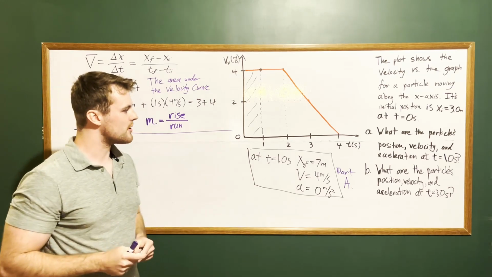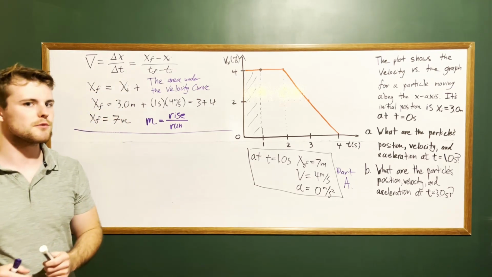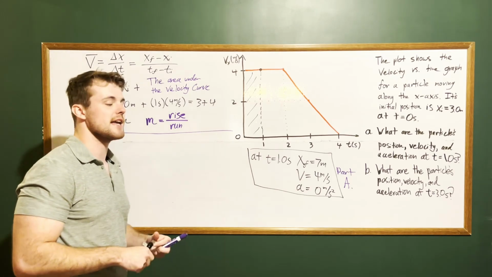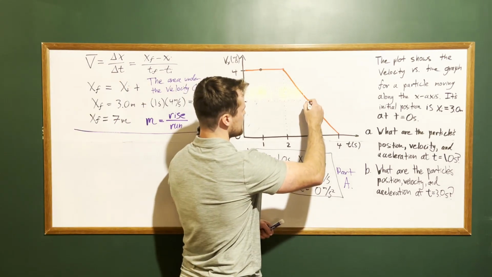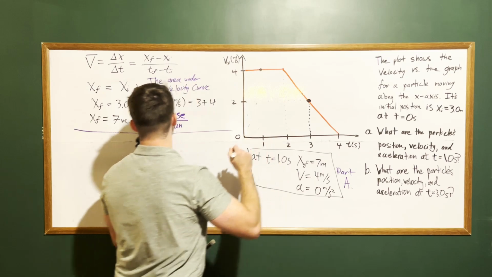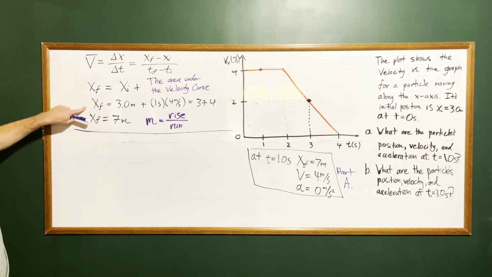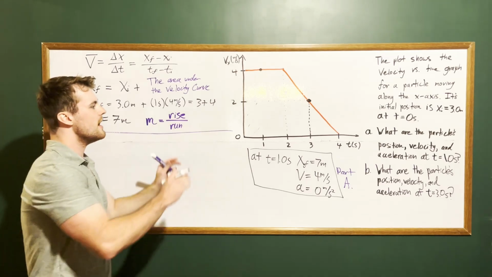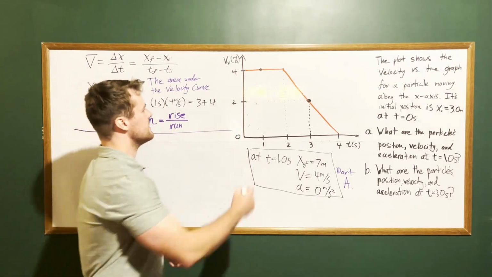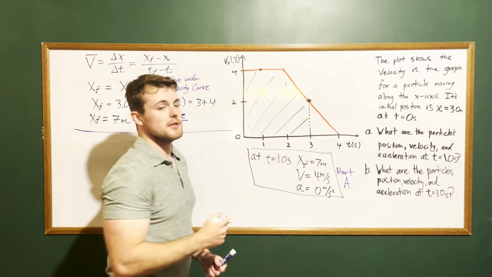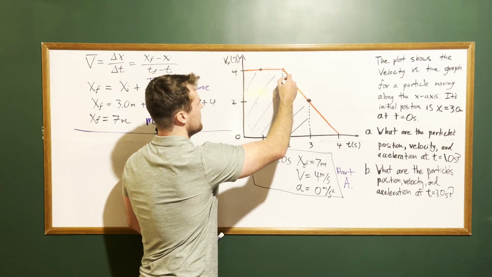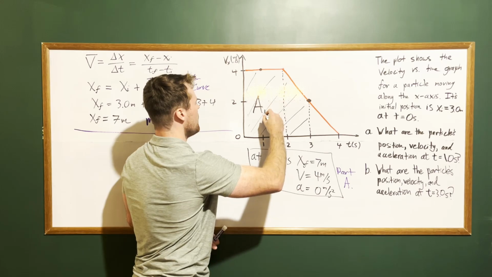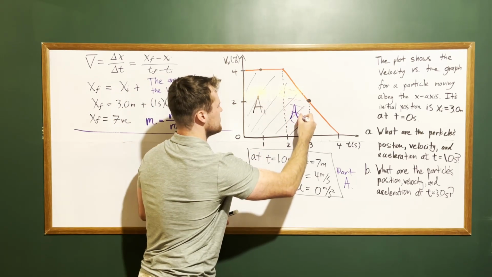Part B says, what is the particle's position, velocity, and acceleration at t equals 3.0 seconds? Well, it's going to be the same exact process as we used before. We are now at 3 seconds. Okay, so what's our formula for position? x sub f equals our initial displacement plus the area under the velocity curve up until that point. So that area is just all of this. And what I'm going to do is break this shape down into two shapes. Name one A1 and the other A2.